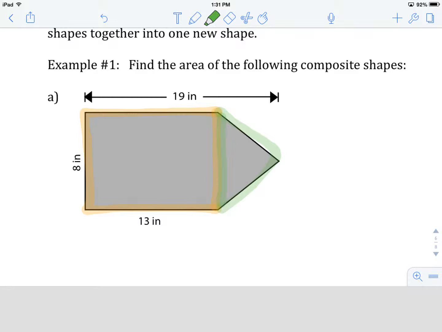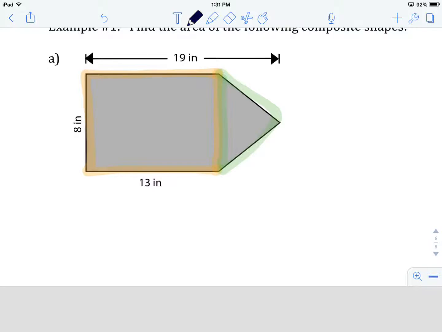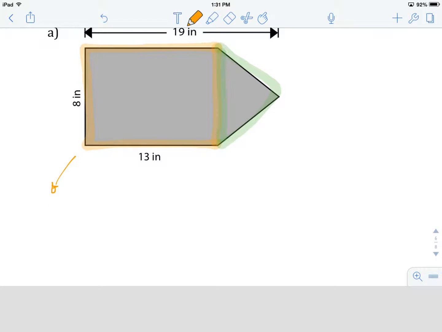And that's going to require us to think back 2 lessons to the formulas that we were using back then. So let's get the first one started. I'll do this one in orange to sort of match up. This one over here, we're talking about the area of a rectangle. And in order to do that, we need to know the length and the width of that rectangle.